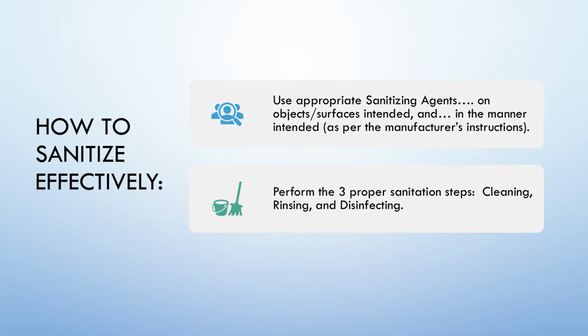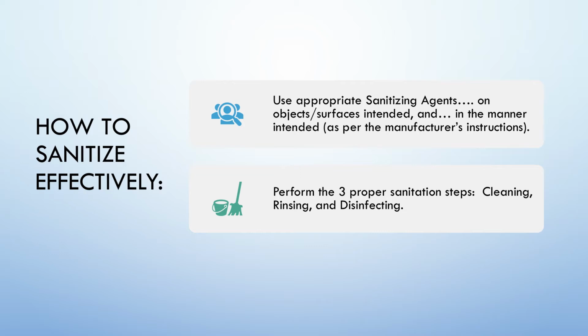Let's look at how we can ensure the building, equipment, and conveyances are sanitized effectively. First, we must ensure appropriate cleaning and disinfecting agents are used on the objects or surfaces that they're meant to be used on and in the manner in which they are meant to be used. So, for example, if it says on the cleaning agent container label to mix at a certain ratio when you're cleaning floors, you must ensure that you do the mix as instructed by the manufacturer when you're cleaning floors. Secondly, we must perform the sanitation process in 3 specific steps: cleaning, rinsing, and disinfecting.